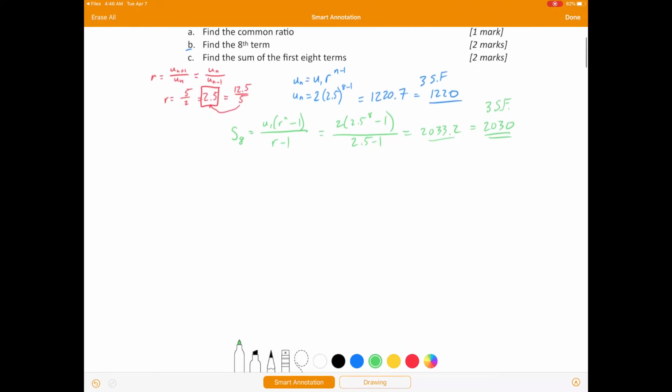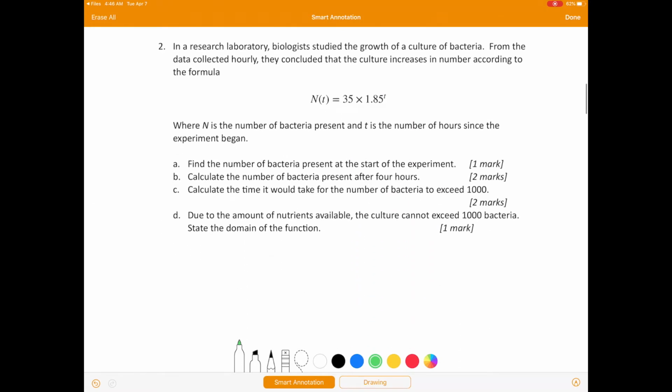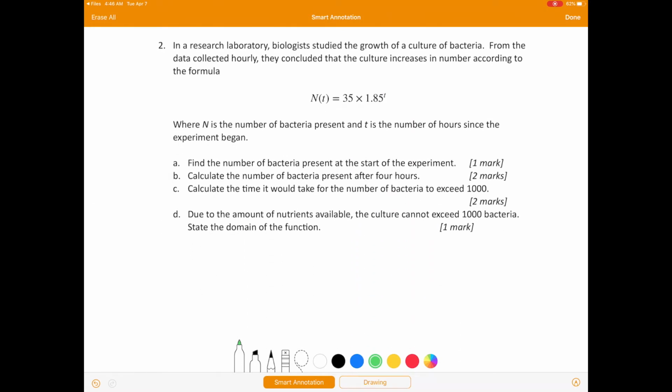Let's move on to the next question. Question number 2. In a research laboratory, biologists studied the growth of a culture of bacteria. From the data collected hourly, they concluded that the culture increases in number according to this formula, where n is the number of bacteria present and t is the number of hours since the experiment began. All right, so we'll go ahead and work through this. We're going to answer each of the questions as best we can.